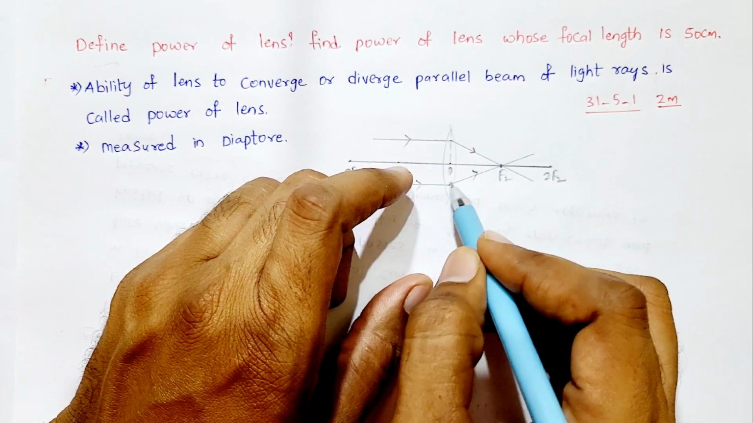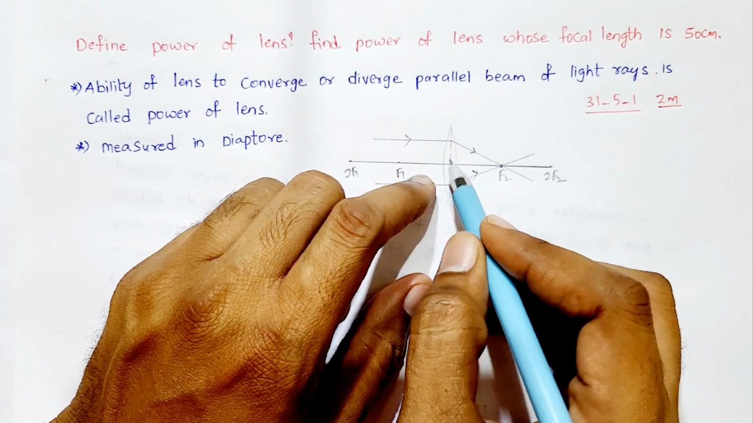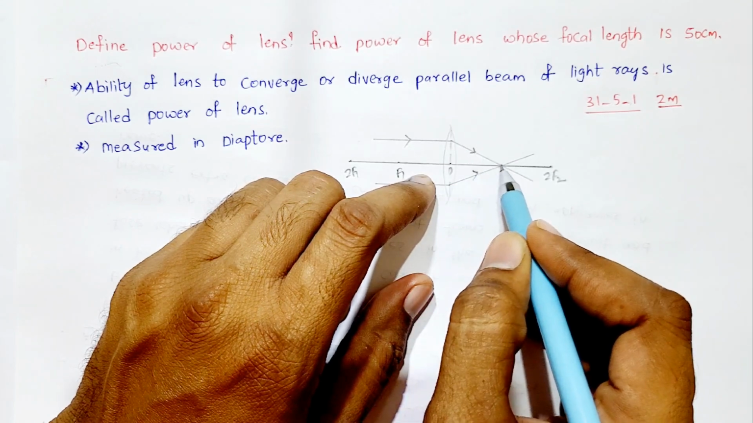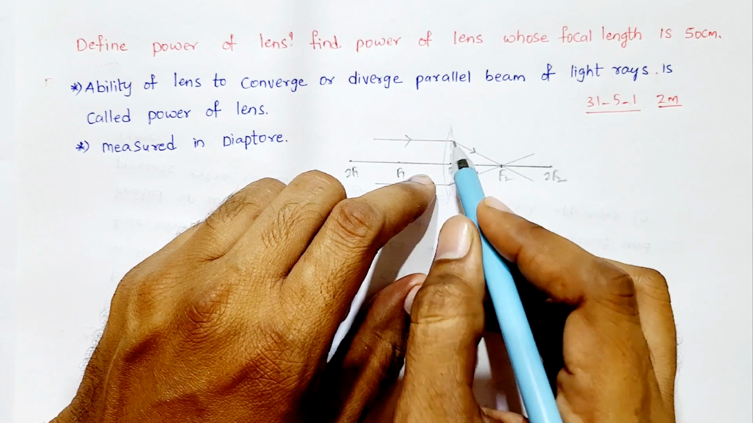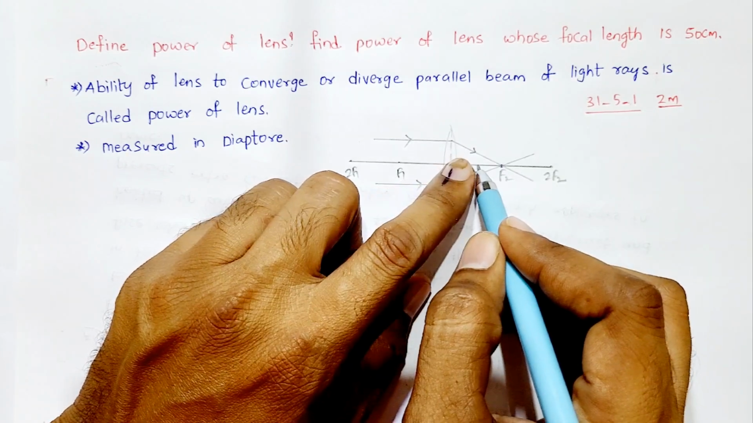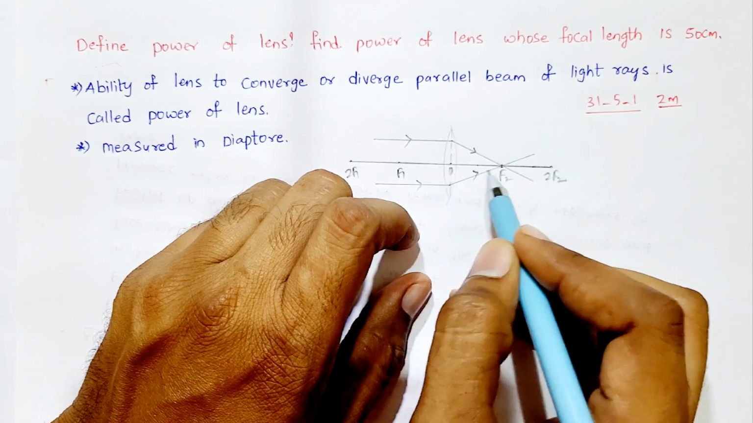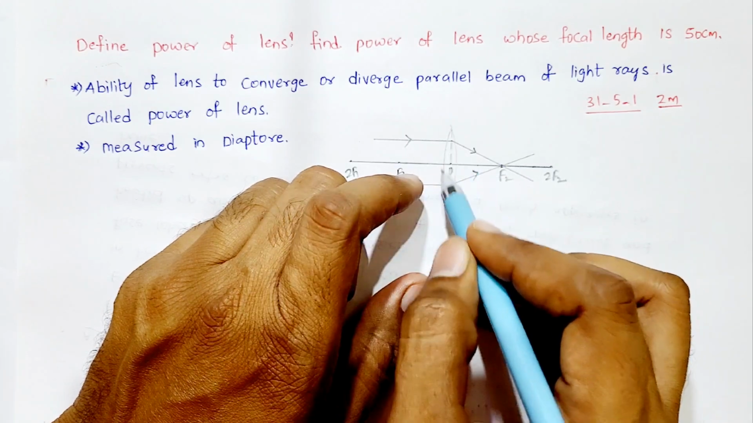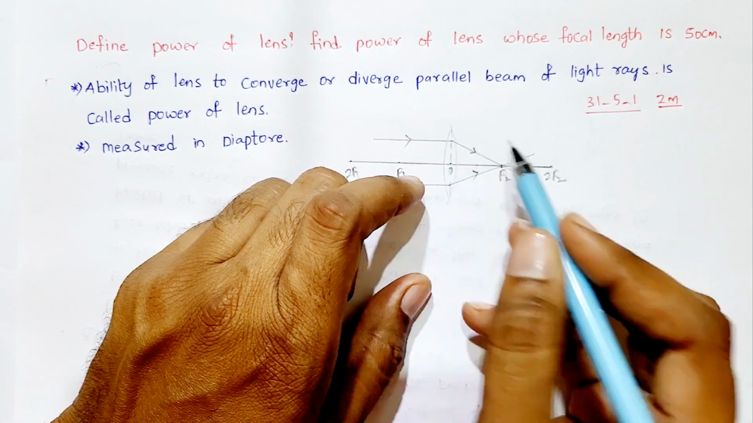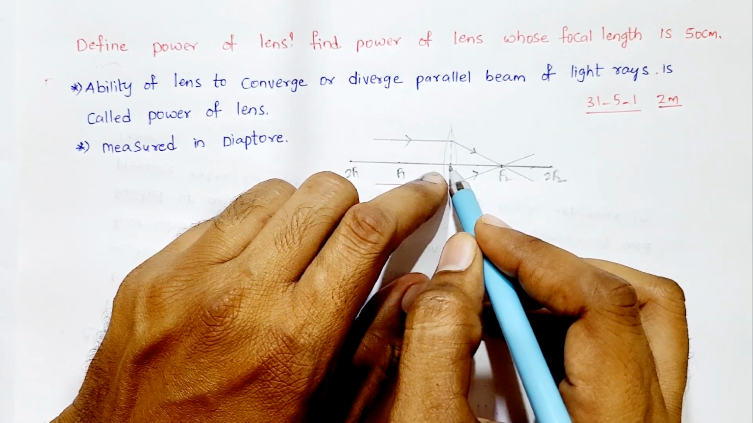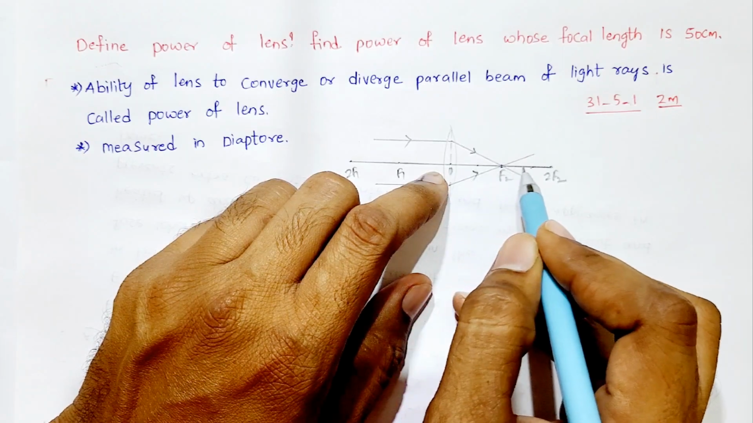So if this lens is able to converge light rays, then the ability of the lens is more, then it will converge the light rays towards a point here. If it is not able to converge light rays, it will converge the light rays a bit far. So if it is more able, it will converge here itself. If it is less able, it will converge here. That ability is itself power. So if it has more power, focal length will be less. If it has less power, focal length will be more.